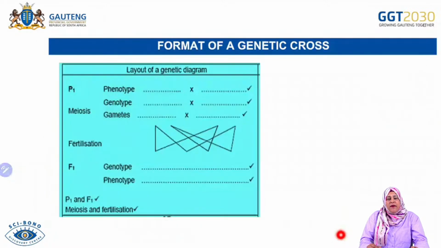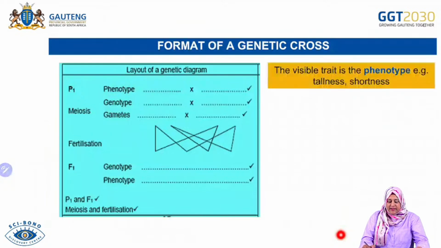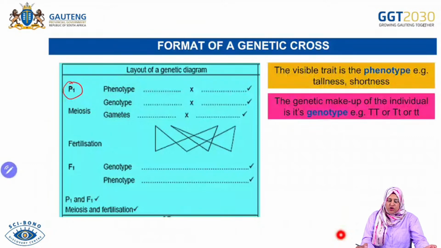Now we're going to look at the format of a genetic cross. And this is critical. In order for you to get your answer correct, you have to follow these steps in order to get your mark and to get to the correct answer. Right? So the layout of the diagram, the first one is P1. P1 tells you that it's the parents, the original parents. Then you write down the phenotype, that is the physical appearance, right? Tallness, shortness, curly tail, straight tail, curly hair, straight hair, whatever it is, that's the characteristic. Then you look at the next one, which is the genotype, and you get a mark for the genotype, which is the genetic makeup, which you get from the phenotype.